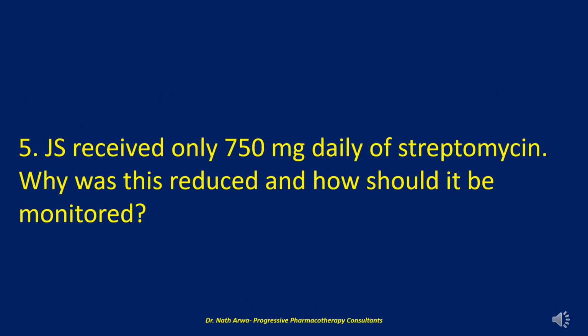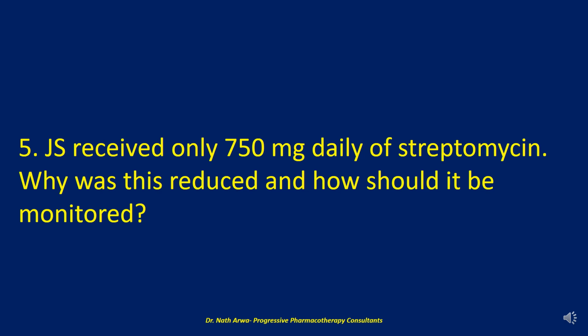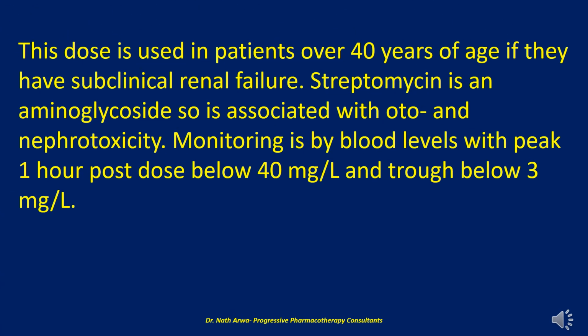Question 5 reads, J.S. received only 750 mg daily of streptomycin. Why was this reduced and how should it be monitored? This dose is used in patients over 40 years of age if they have subclinical renal failure. Streptomycin is an aminoglycoside, so is associated with oto and nephrotoxicity. Monitoring is by blood levels with peak 1 hour post-dose below 40 mg per liter and trough below 3 mg per liter.